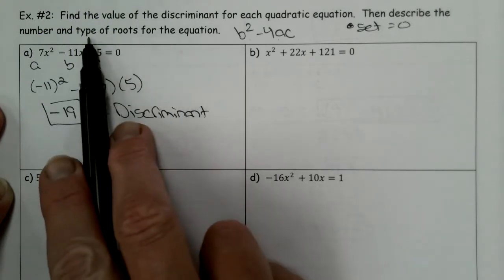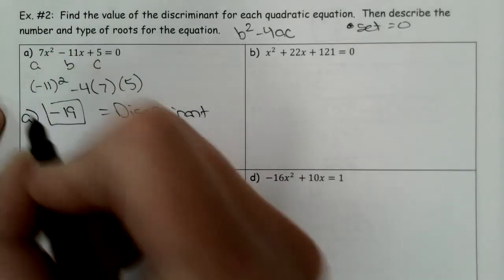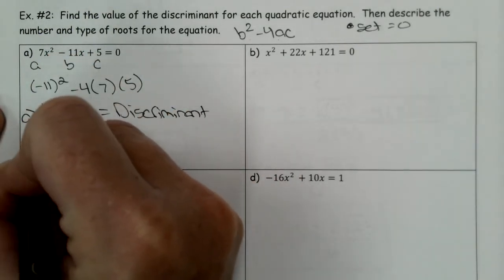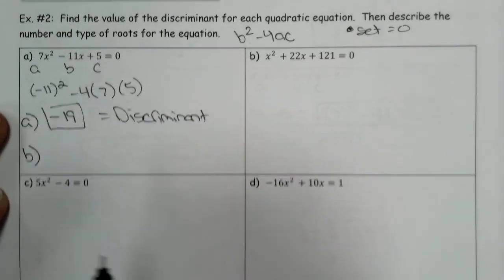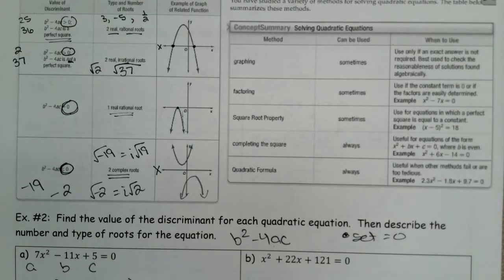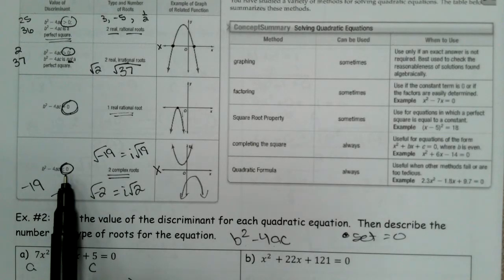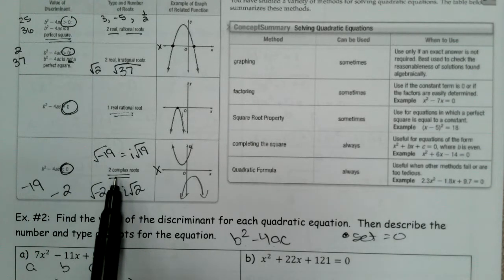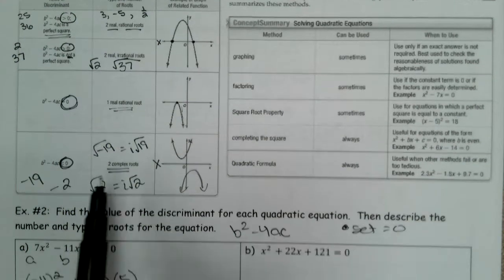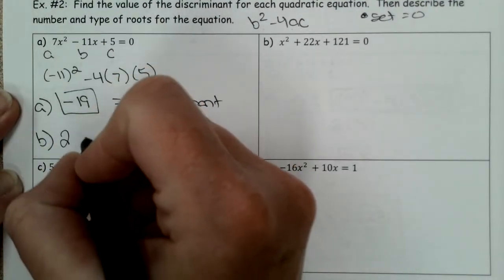Now it says the type of root. On your homework, that's going to be the answer to A, and then B means that you're going to have to come up here. So -19 is less than 0, so you get two complex roots.